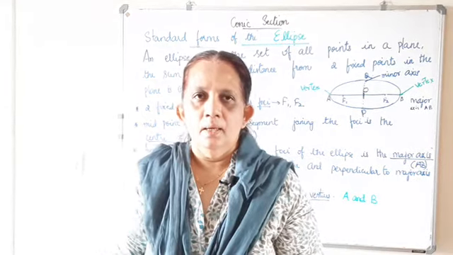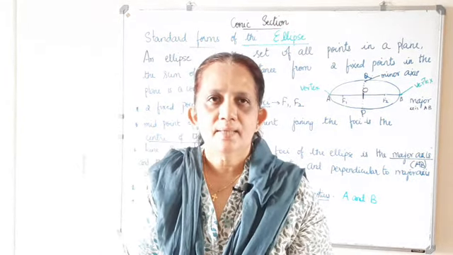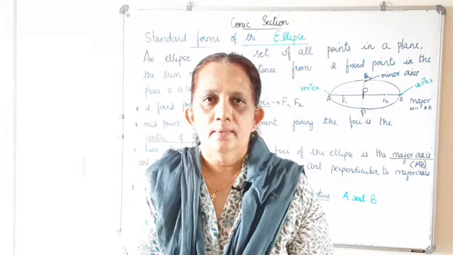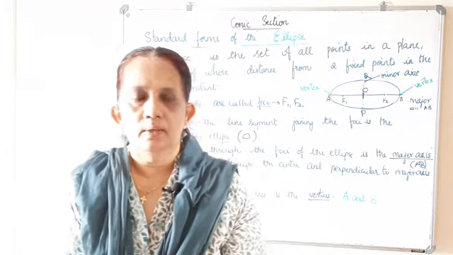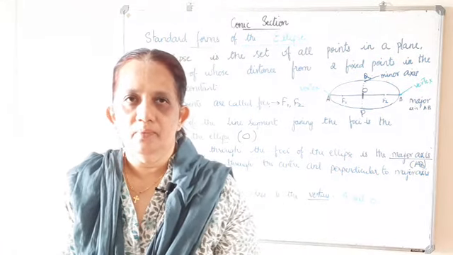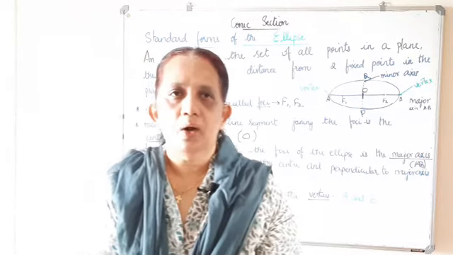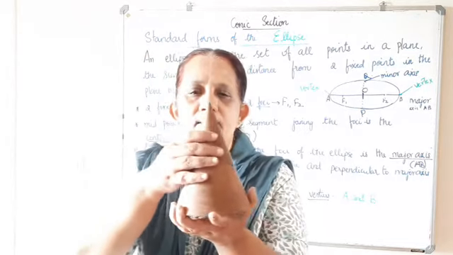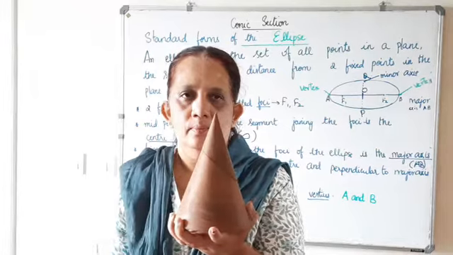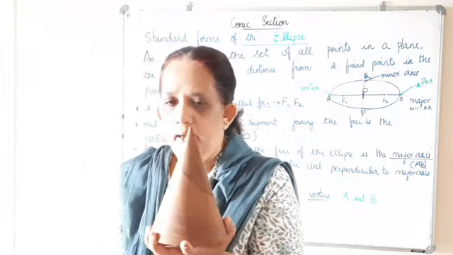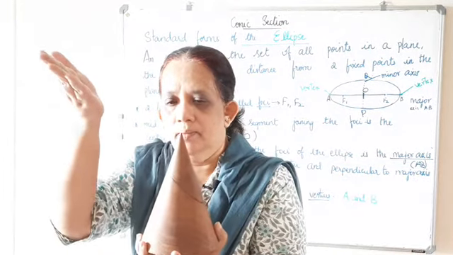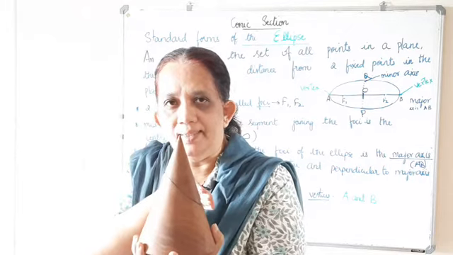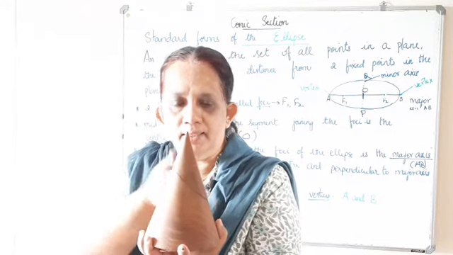Students, today we discuss another type of conic. When you slice a cone you get another section, which we call the ellipse. Consider this right circular cone. This is a right circular cone. I am slicing this cone slightly slanting to the axis.